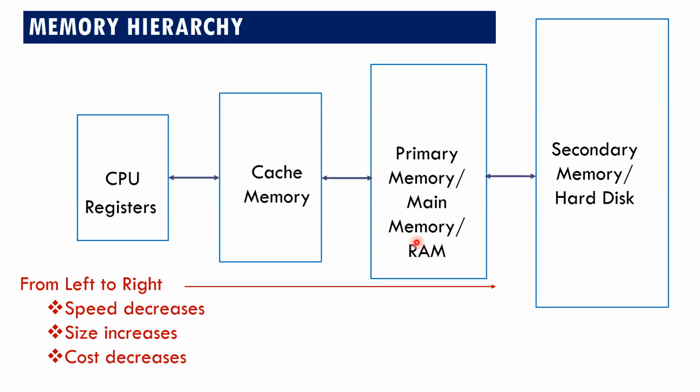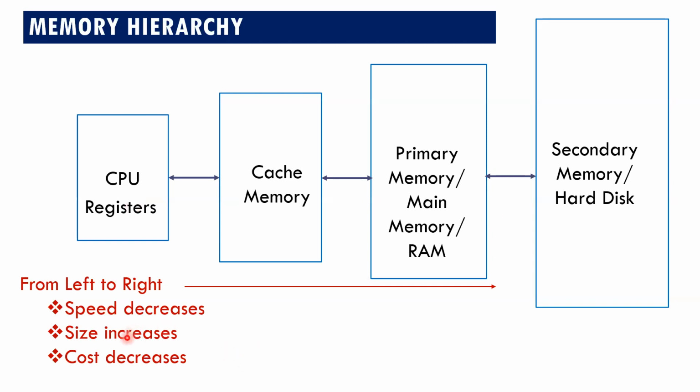Similarly, the RAM access time is relatively more as compared to the cache memory. And at the same time, for the hard disk, the access time is very high. So the highest access time is for the hard disk and the least access time is for the CPU registers. That means it takes a minimum amount of time to access the data from CPU registers and a maximum amount of time to access the data from the hard disk.